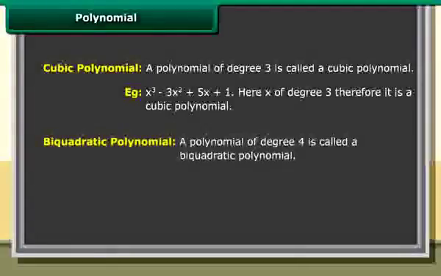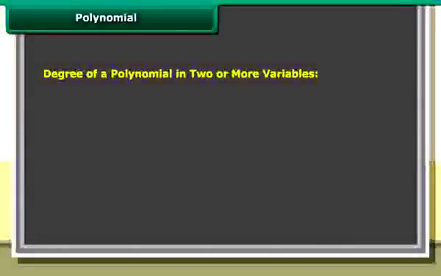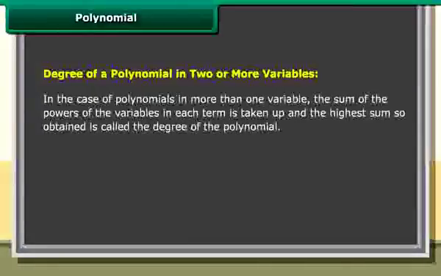Biquadratic polynomial. A polynomial of degree 4 is called a biquadratic polynomial. Example, 2 minus 5x plus x square minus 8x raised to the power 4. Here x is of degree 4, then it is biquadratic polynomial. Degree of a polynomial in 2 or more variables. In the case of polynomials in more than one variable, the sum of the powers of the variables in each term is taken up, and the highest sum so obtained is called the degree of the polynomial.